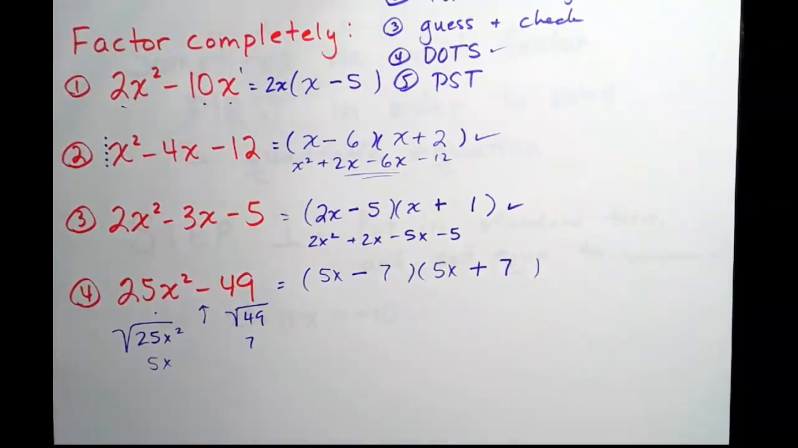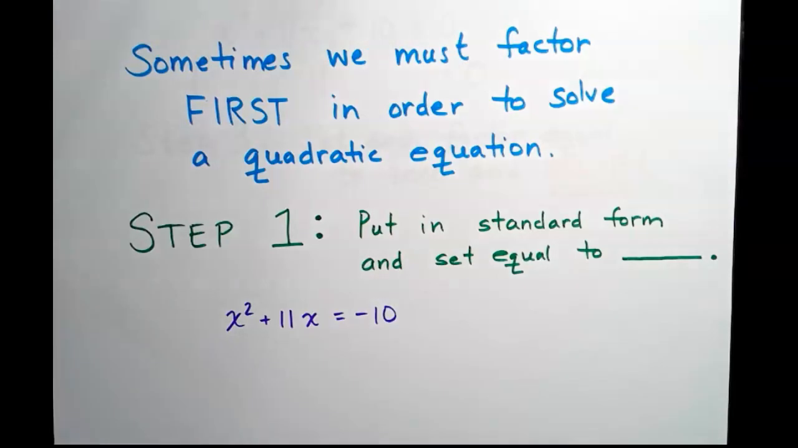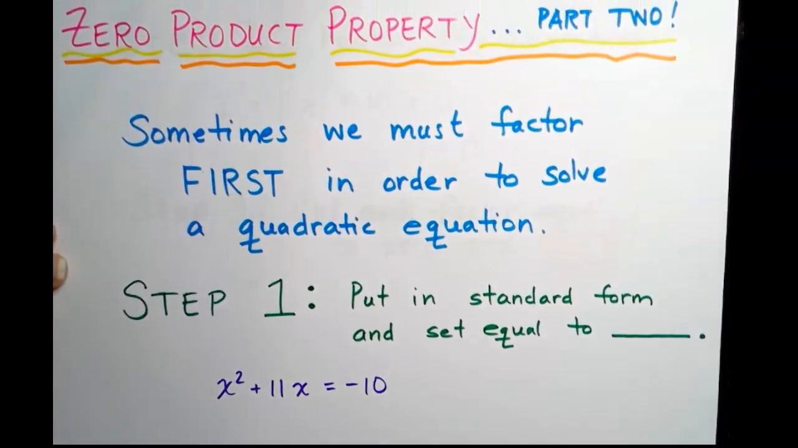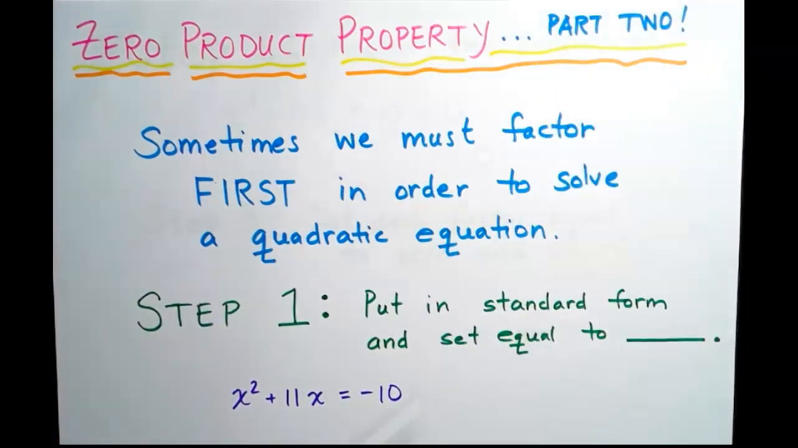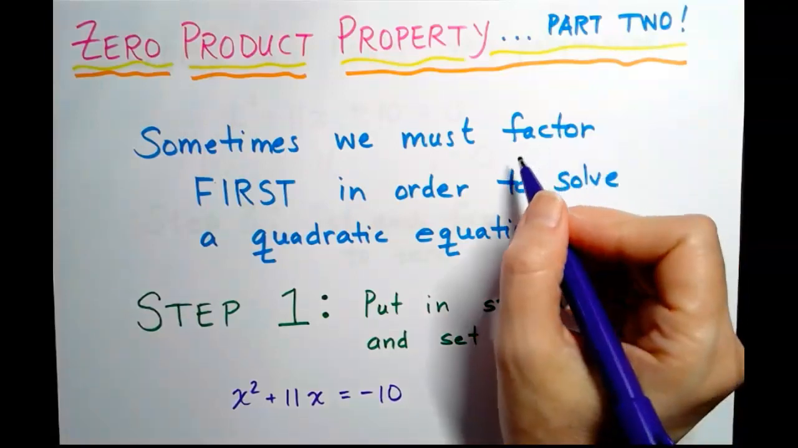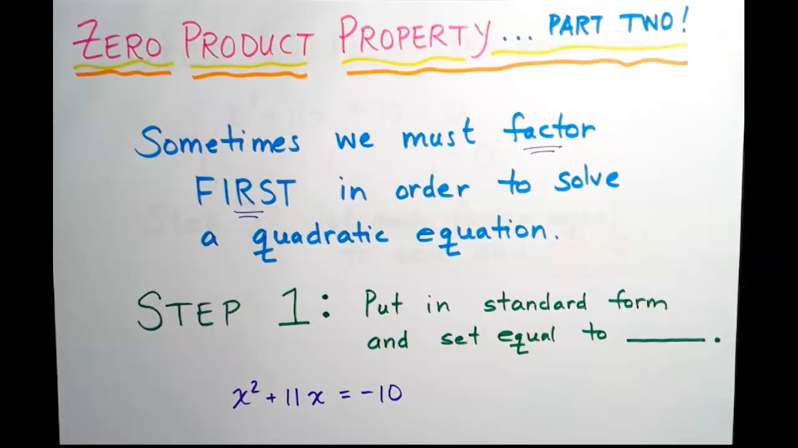So we just factored those 4 problems, and we need factoring sometimes in order to solve. That's what we're going to see in today's lesson. This is a continuation of the zero product property. So zero product property, part 2. Sometimes we must factor first in order to solve a quadratic equation. So I'm going to give you some steps here. Write down these steps. That would be very wise.